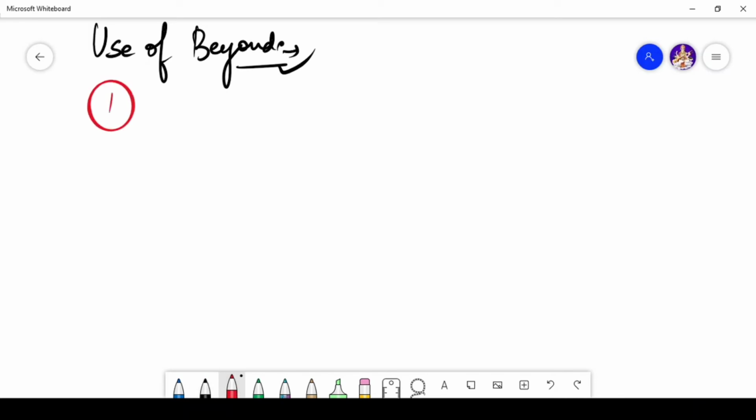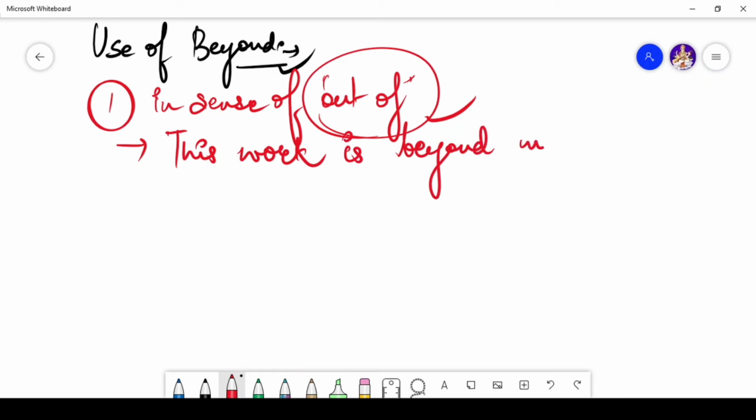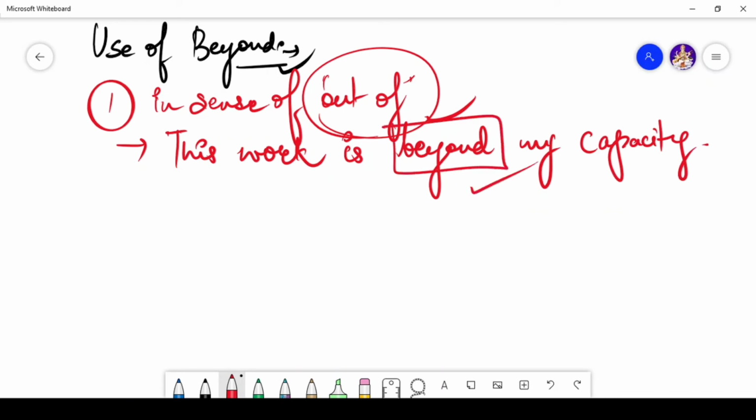Beyond can be used in the sense of "out of." Okay, in the sense of out of. Like if I would say, this work is beyond my capacity. Okay. If I say that this work is beyond my capacity, it means this work is out of my capacity.